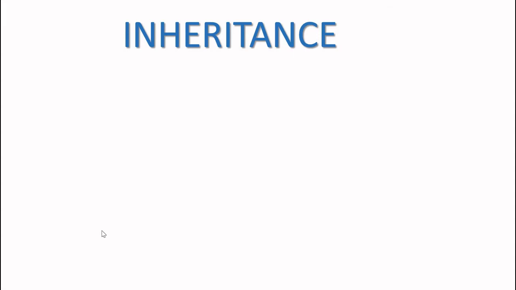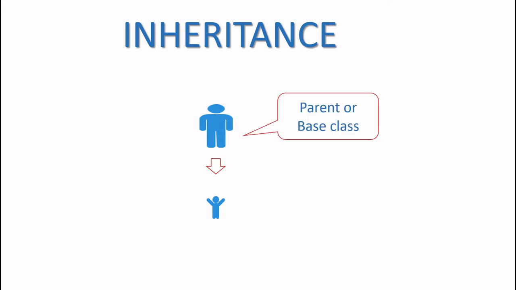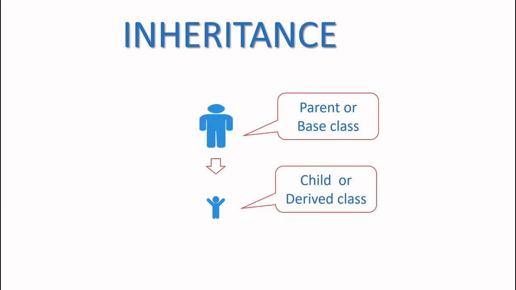To understand inheritance, we have to understand the parent and child relationship. A child can inherit all the properties of its parents. Similarly, in a parent or base class, whatever methods and attributes it has, those things can be used by the child or derived class. We'll see with examples.